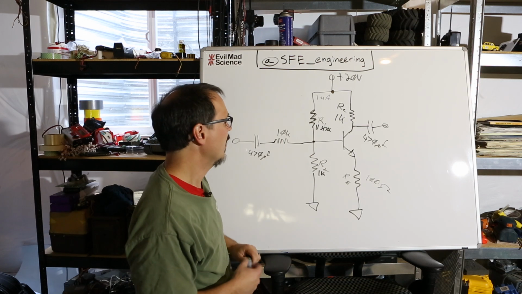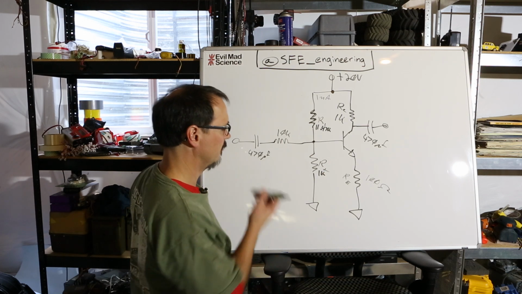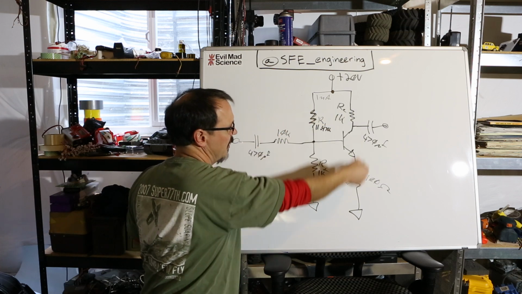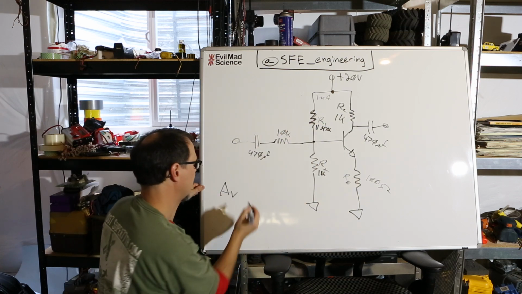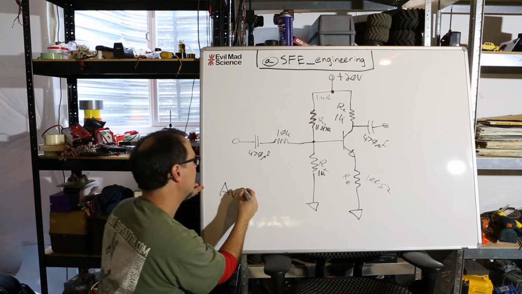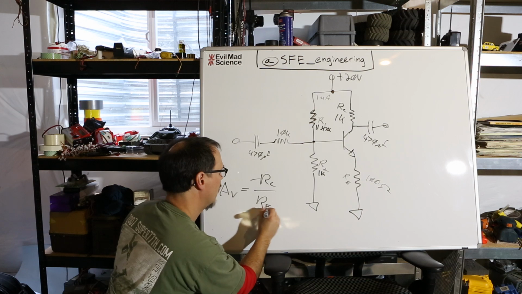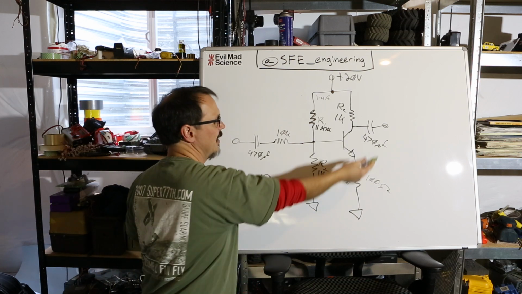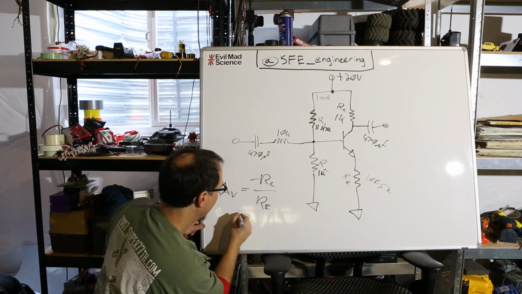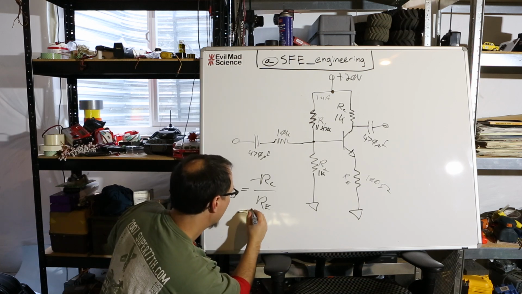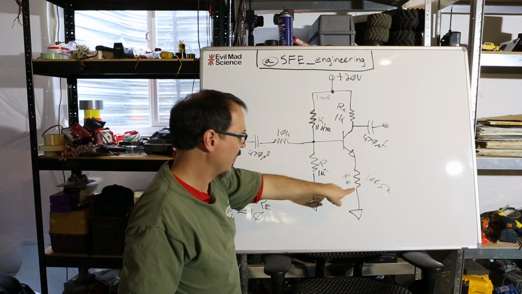Let's talk about the gain now. As I was saying before, as I've got this set up, the gain is RC over RE. In fact, it's AV, gain voltage, equals negative RC over RE. Why is it negative? Because it inverts the signal from input to output. It's 180 degrees out of phase. It is, as I've set it up, approximately 10, which is to say RC over RE.